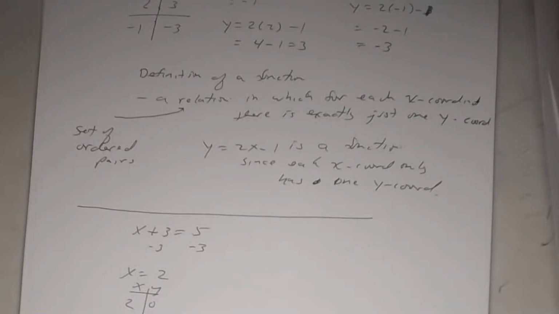Okay, so remember the definition of function says what? For each x coordinate, there has to be what? One y coordinate. Well, when x is 2, do I get only one y coordinate? No, I get a bunch of y coordinates. When x is 2, I have 0, I have 7, I have 5, I have negative 2, I have 2.6, I have negative 8.5, and so on, right?